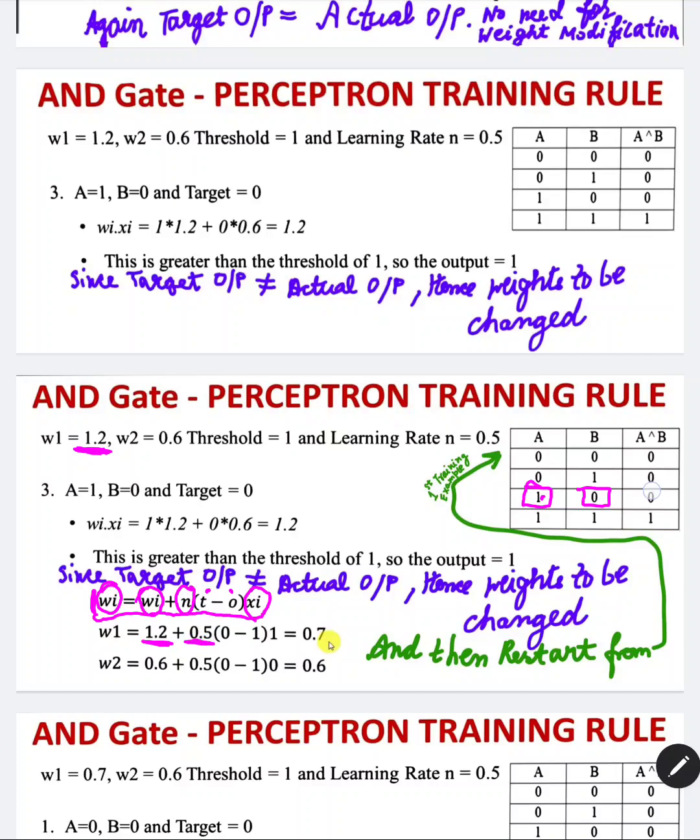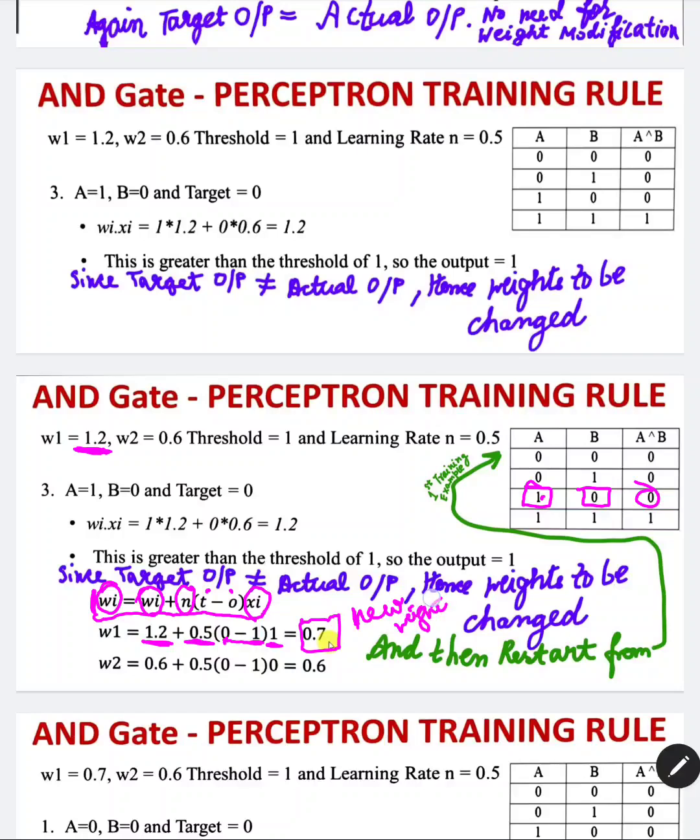What is the target? Target was 0. So this was the target value. The output that came was 1. So 0 minus 1. And what is the input? 1. So what do we have? 1.2 plus 0.5 into minus 1. So 0.5 into minus 1 becomes minus 0.5. Minus 0.5 into 1 becomes minus 0.5 again. So 1.2 minus 0.5, we get 0.7 as the new weight. So this one is the new weight.